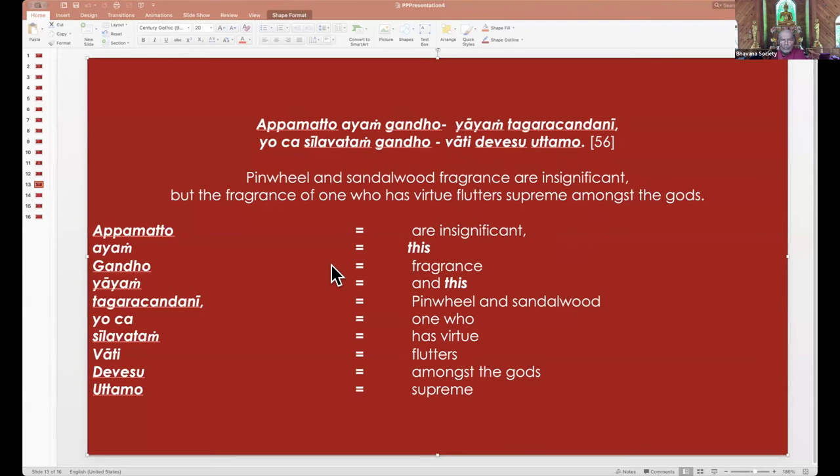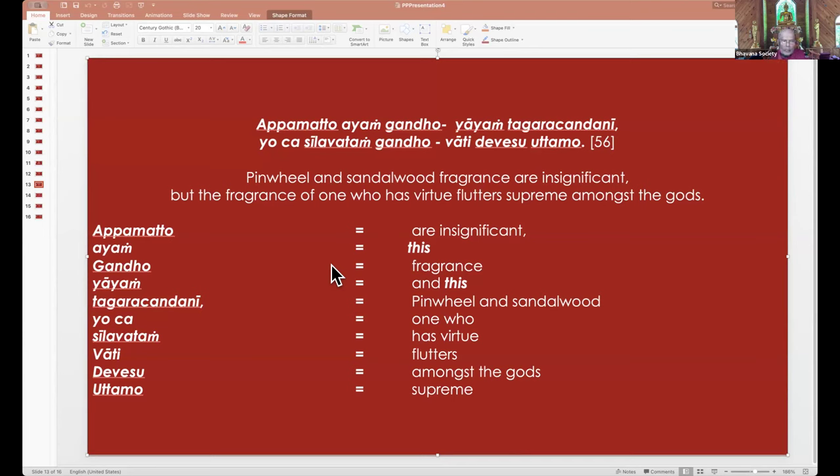Appamatto ayam gandho yayam tagara chandani. Yochasila vatang gandho vatideveshu uttamo.